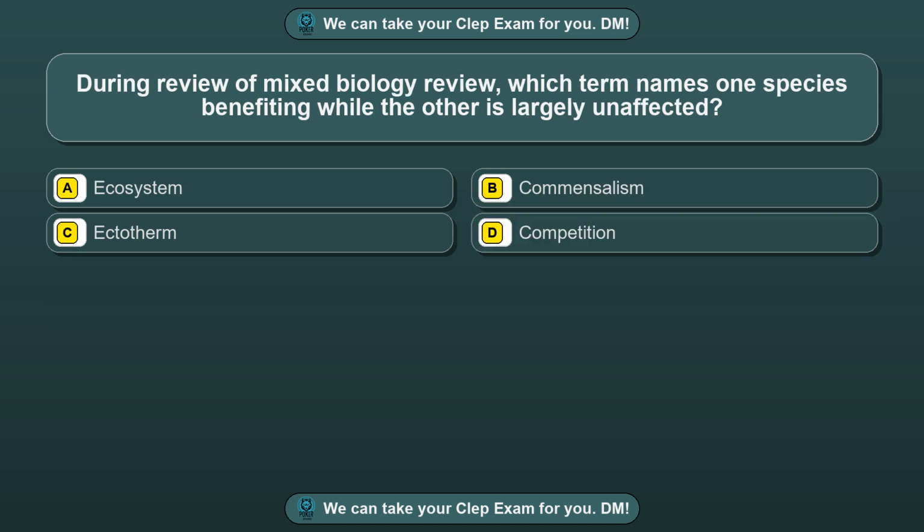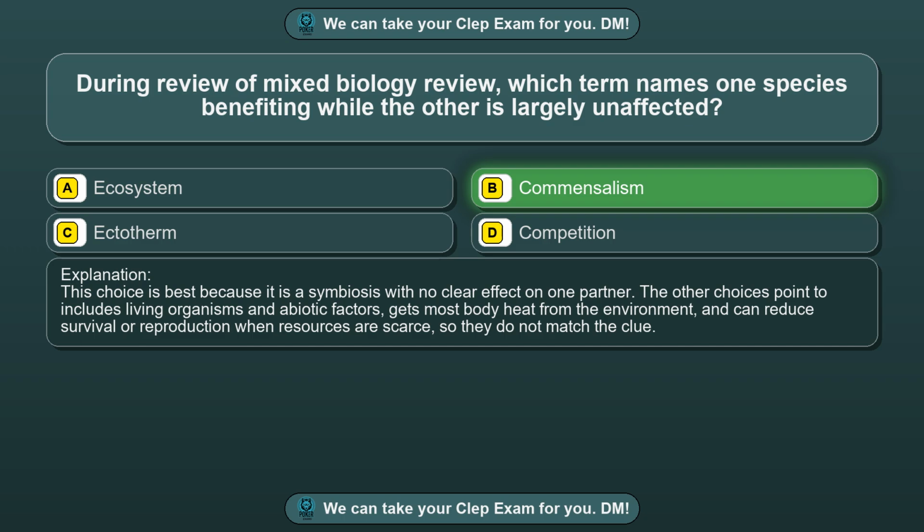Question 49. During review of mixed biology review, which term names one species benefiting while the other is largely unaffected? Option A, ecosystem. Option B, commensalism. Option C, ectotherm. Option D, competition. The correct answer is option B, commensalism.